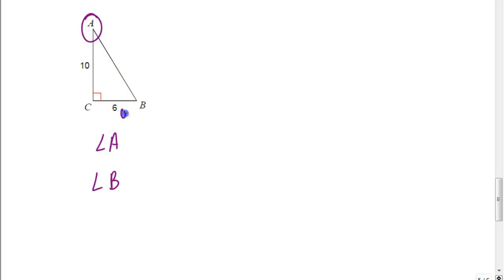That's opposite that angle. And this side here isn't the hypotenuse, so this would be the leg that's adjacent to that angle. So what ratio uses the opposite and adjacent? Well, that's going to be the tangent, because remember TOA. So we're going to take the tangent of angle A. I'm just going to write this as A. The tangent of A equals the opposite, which is 6, divided by the adjacent, which is 10.